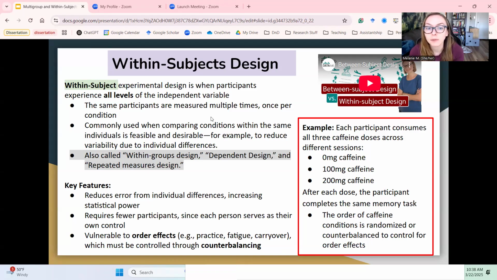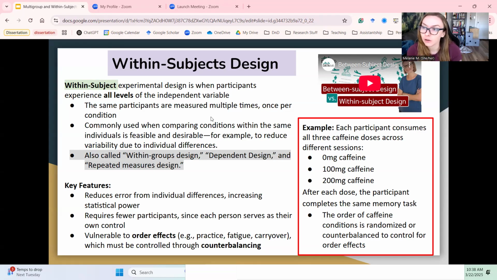This is very commonly used when comparing conditions within the same individual is feasible and desirable for that particular research question. So it will also help reduce variability because of individual differences. So these are also called several things. In our text, we're calling them within subject design. It is also very commonly referred to as within group design, also dependent design, also repeated measures design. I'll talk about some of the nuance of that. Research is fun, isn't it? Lots of synonyms for things, but they have slight differences.